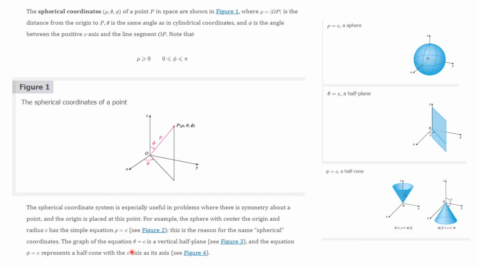The graph of phi equal a constant, meaning this is always constant as you go around. The others can vary all the way. You will get a cone. This is the cone you get if c is between 0 and pi over 2. And this is the cone you will get if c is between pi over 2 and pi.